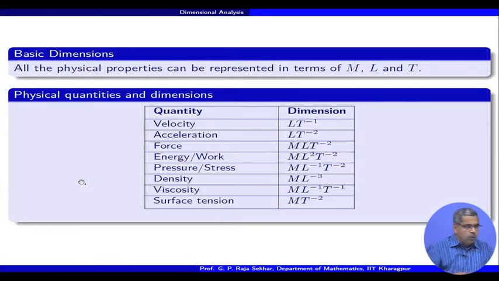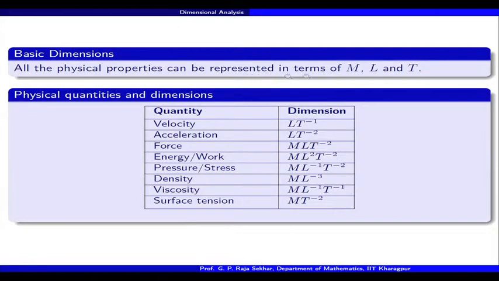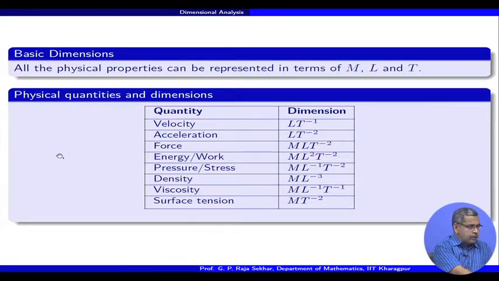Now, what are the fundamental quantities used to indicate the dimensions? These are the three: mass M, length L, and time T. Correspondingly, all the physical quantities will be represented in terms of M, L, T. Let us look quickly at some quantities. For example, velocity has dimensions L T power minus 1, because it is distance by time. Similarly, acceleration is distance by time square, therefore L T power minus 2. Force is mass into acceleration. Then energy, pressure, density, viscosity, surface tension.